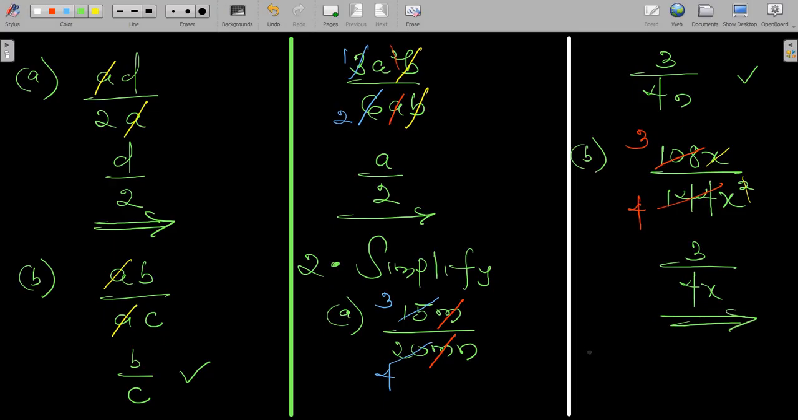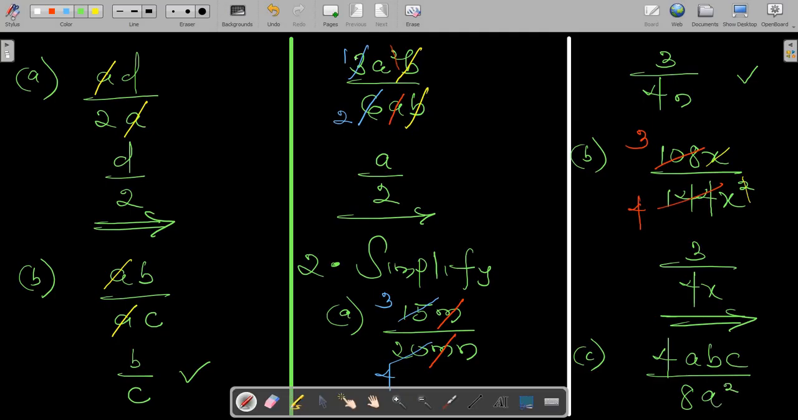Now let's go on to the C part of the question. So let's say we are given something like 4abc all over 8a squared. Okay, so how are we going to solve this type of question? Let's move on.